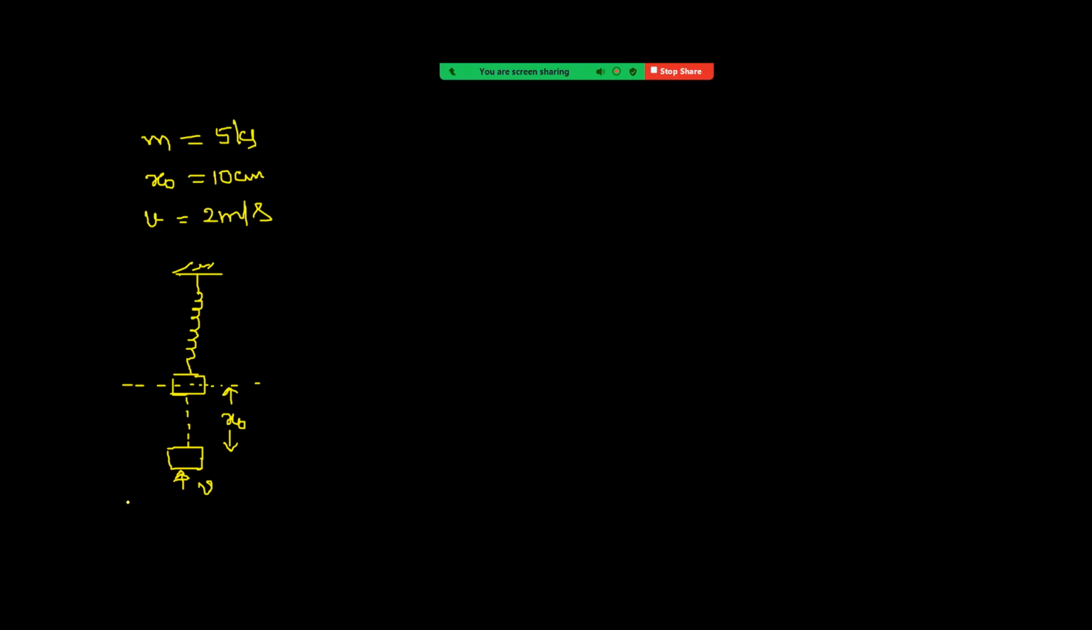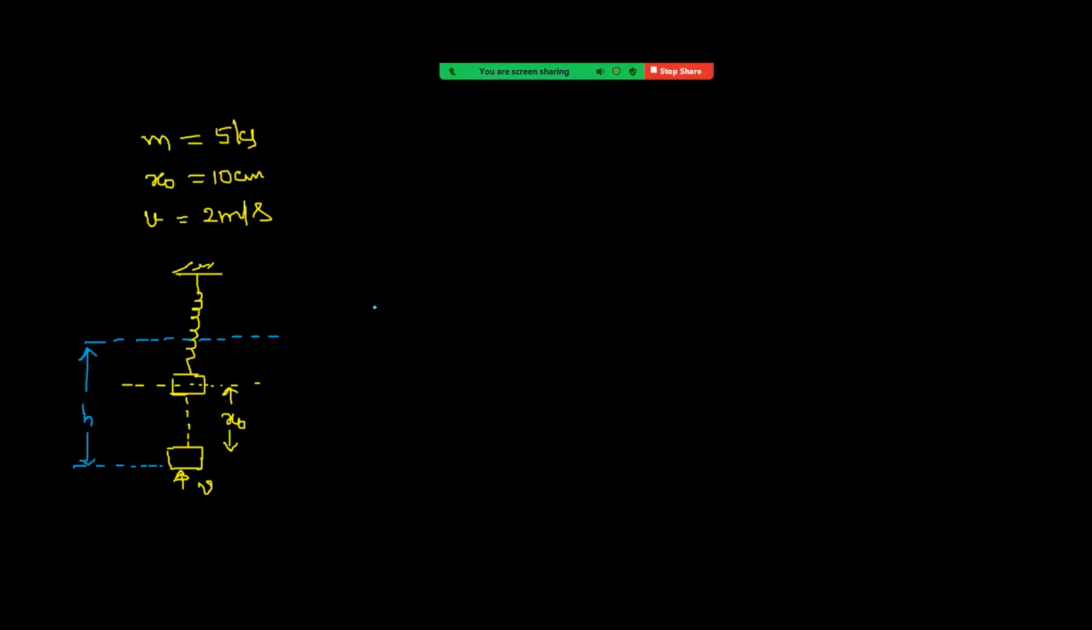Now it is rising, right? We have to calculate how much height the block rises. Let us take the block is rising by a height h. Let us take it raised up to here. Rising from where? From here, the initial position. That is the height raised, so take it as h, which we have to calculate.